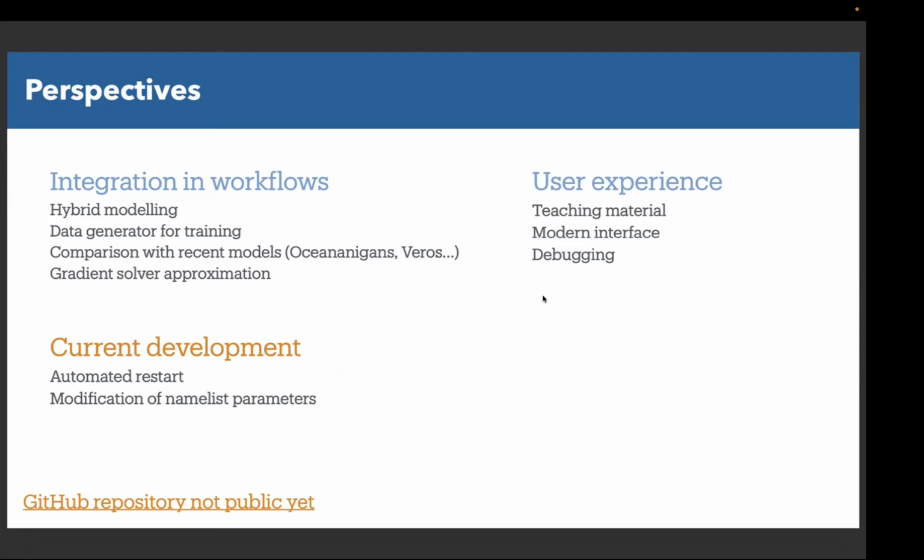The development is NEMO specific, of course. I don't know LMDZ, so I wouldn't say it's difficult to extend the approach to the model, but the work will be specific to the model for which you want to create the wrapper.